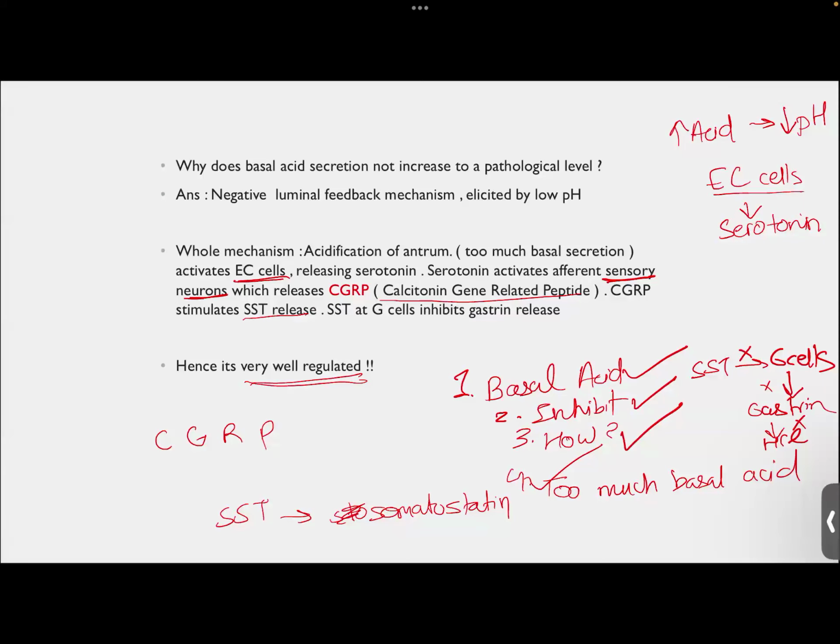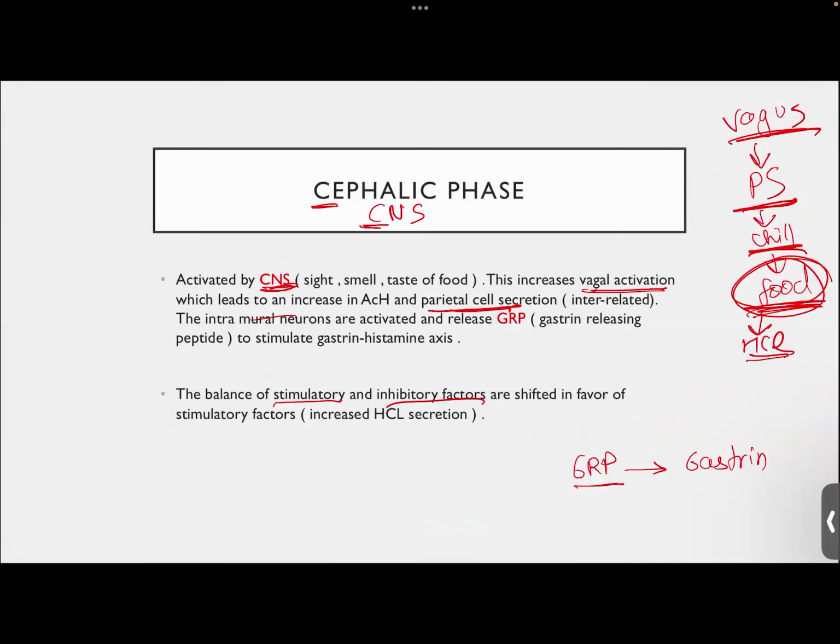If you have increased acid or low pH, you have activation of EC cells, and EC cells release serotonin. Serotonin activates calcitonin gene-related peptide, and calcitonin gene-related peptide stimulates somatostatin. Somatostatin is an inhibitor. It always does that, and that's why it inhibits G cells. Remember this, low pH. Now, what do we have here?